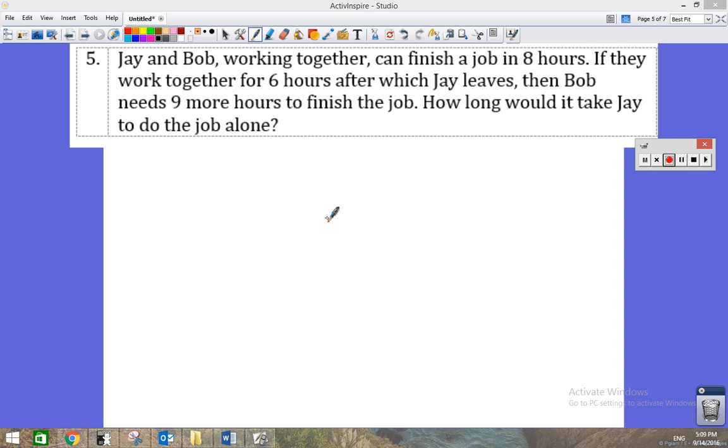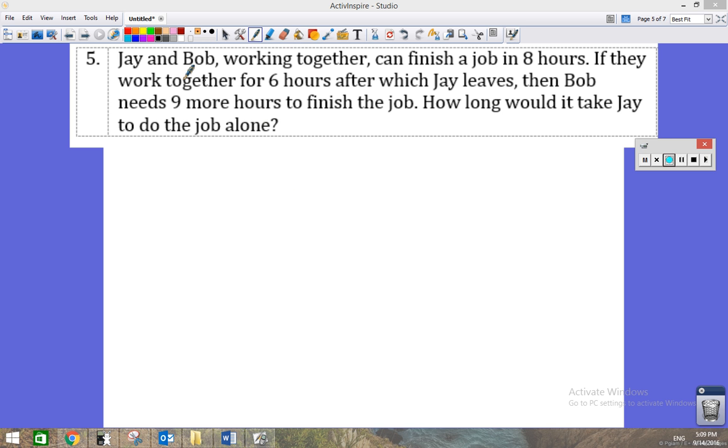Let's take a look at number 5. It is also optional, so you could move on if you'd like to the next problem, but we have Jay and Bob that are working together and they can finish a job in 8 hours. If they work together for 6 hours, after which Jay leaves, Bob needs 9 more hours to finish the job. How long would it take Jay if he had done the job working alone?